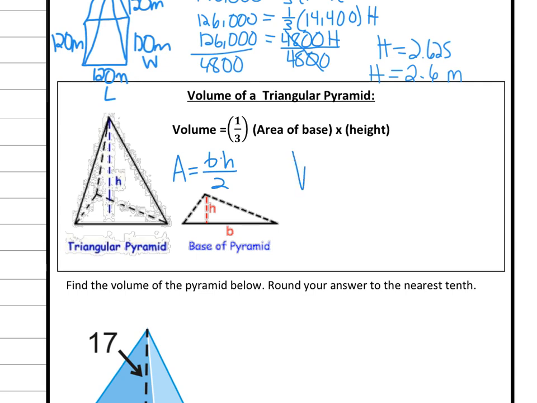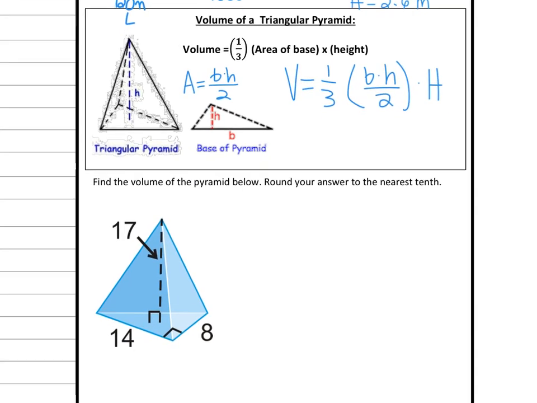Which means our volume formula is going to say 1/3, and then for area of the base, it's going to say base times height divided by 2, then times the H, which is the H over here from the actual pyramid, how tall the pyramid is. So there's 2 different H's, which makes it confusing. So stay with me when we do this next example.